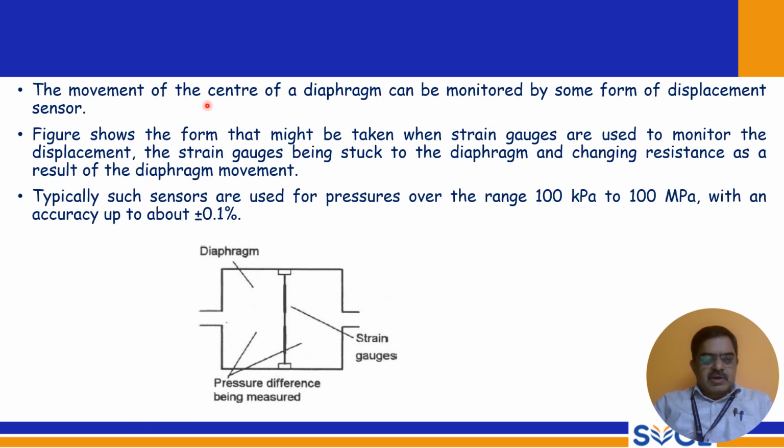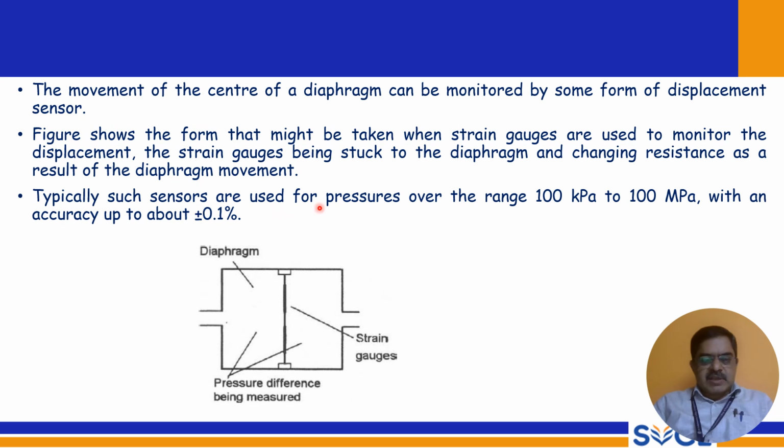The movement of the center of the diaphragm can be monitored by some form of displacement sensor. So here it can be used as a displacement sensor also. The figure shows the form that might be taken, where strain gauges are used to monitor the displacement, the strain gauges being stuck to the diaphragm and changing resistance as a result of diaphragm movement.